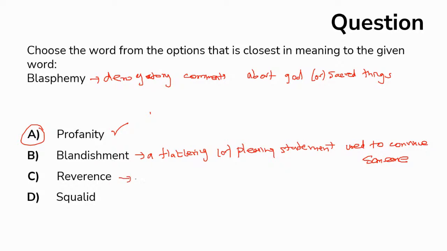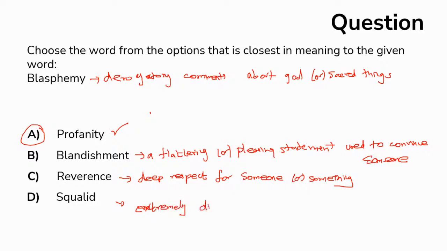And next is reverence. Reverence means deep respect for someone or something. And last one is squalid, extremely dirty or unpleasant.